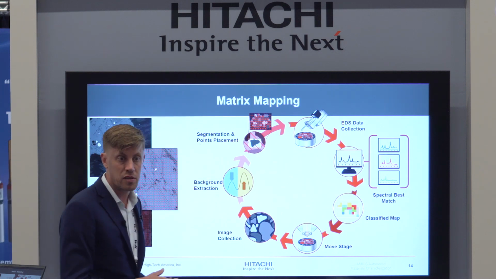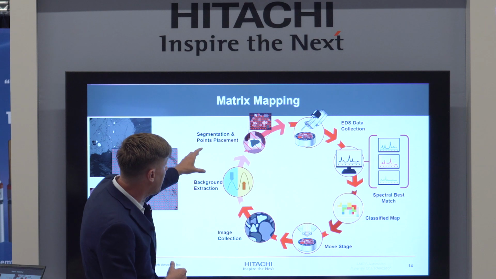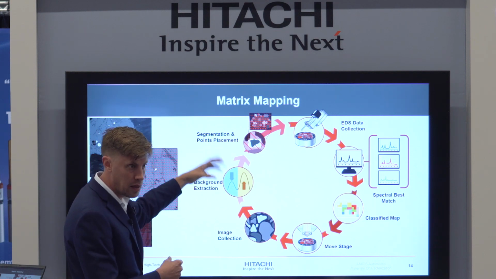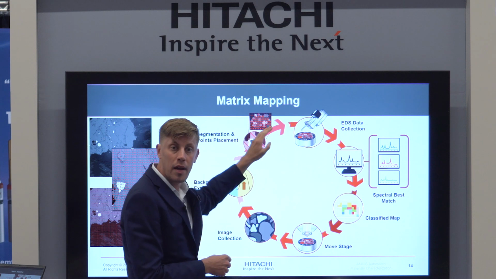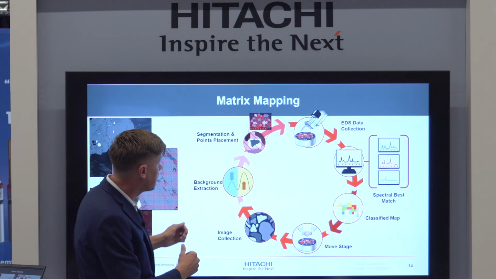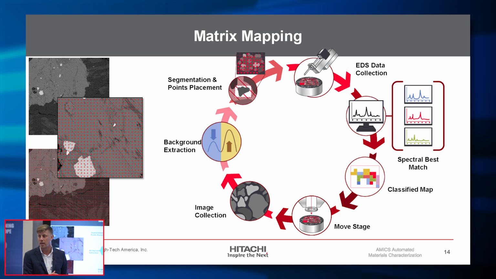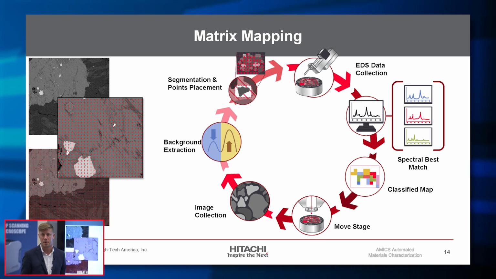Segmentation and points placement. So essentially what we're doing there is we're pulling out the grains and then placing points in a matrix around the entire grain. Then there's EDS data collection. It creates a classification map, and then it moves on to the next frame. And so it's a frame-by-frame mapping over the entire user-specified area.